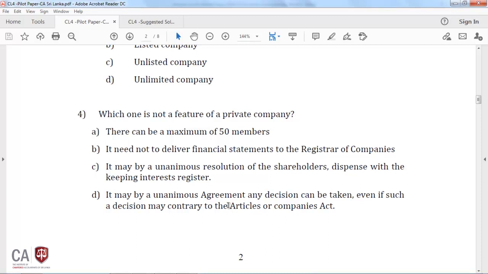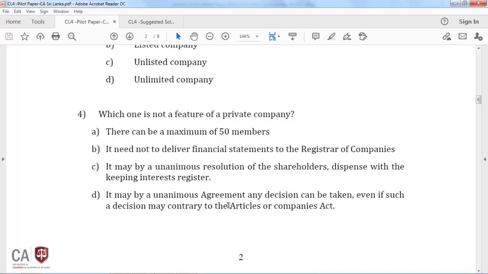Now if you look at the first one, there can be a maximum of 50 members. Now we know, having gone through our lectures, a private company can have a maximum of 50 members. So therefore, answer A is right, but it is not right as far as the question is concerned, because the question is which one is not a feature. If you look at B, it need not deliver financial statements to the register of companies. Now you know the private companies, by virtue of the law, the Companies Act, need to deliver the financial statements annually to the register of companies.